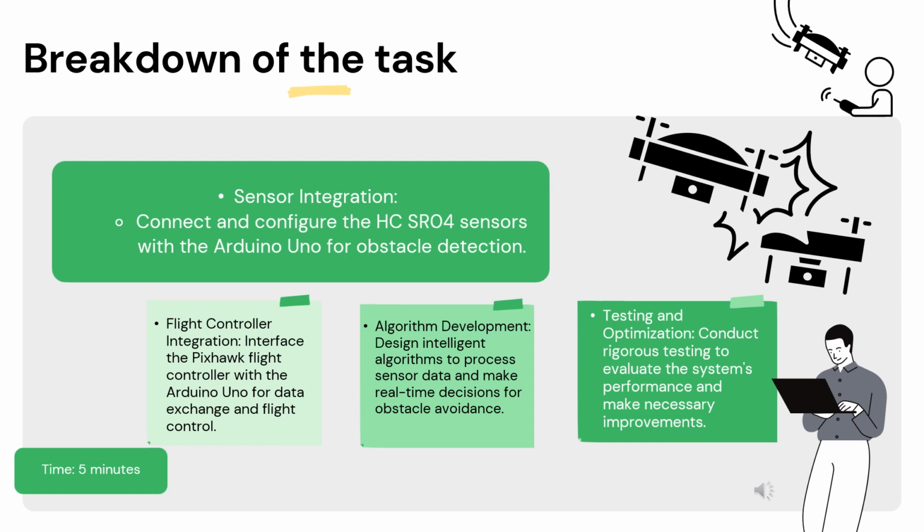Flight controller integration: interface the Pixhawk flight controller. Establish a communication between Arduino Uno and the Pixhawk flight controller to enable data exchange. Data exchange: implement a protocol and communication interface to transfer sensor data and flight control commands between the Arduino Uno and Pixhawk flight controller. Algorithm development: design intelligent algorithms to process sensor data and make real-time decisions for obstacle avoidance. Testing and optimization: conduct various tests to evaluate the system performance and make necessary improvements.